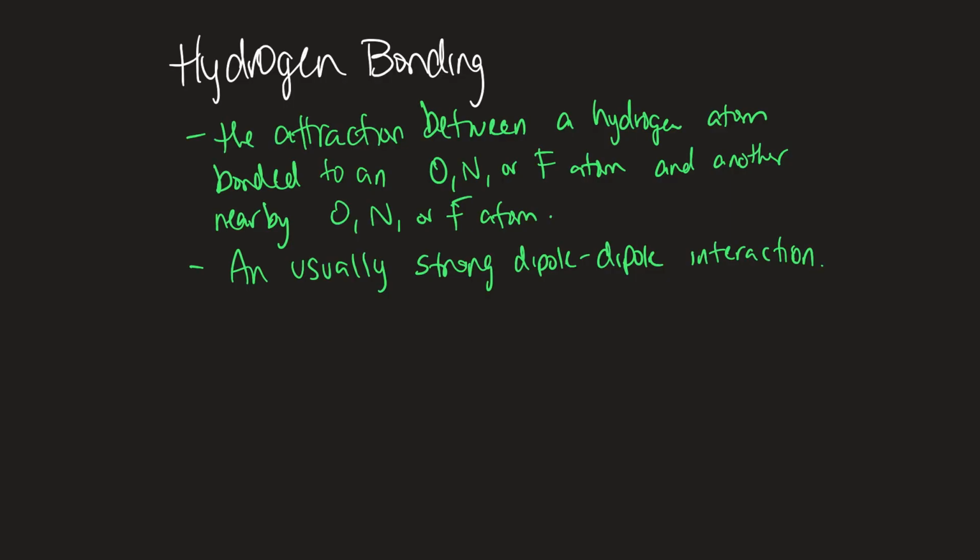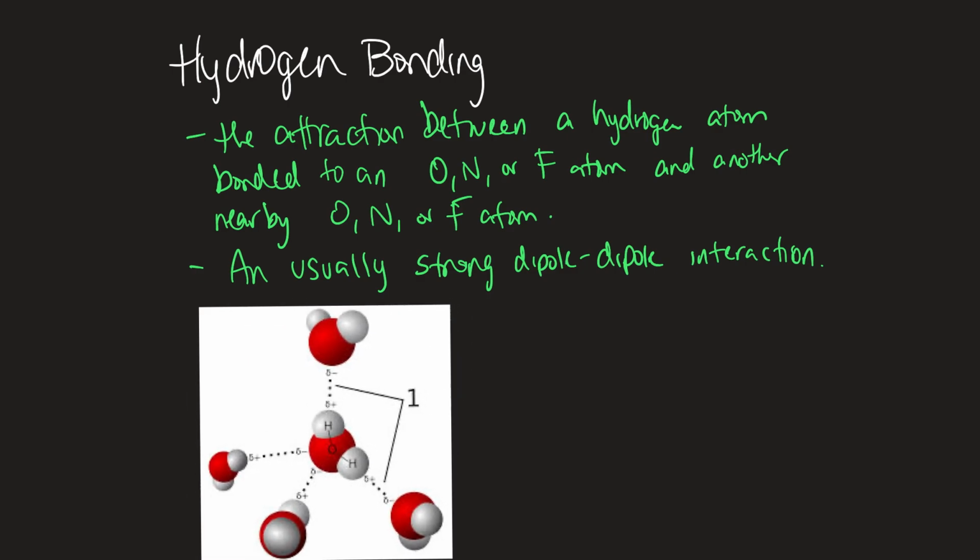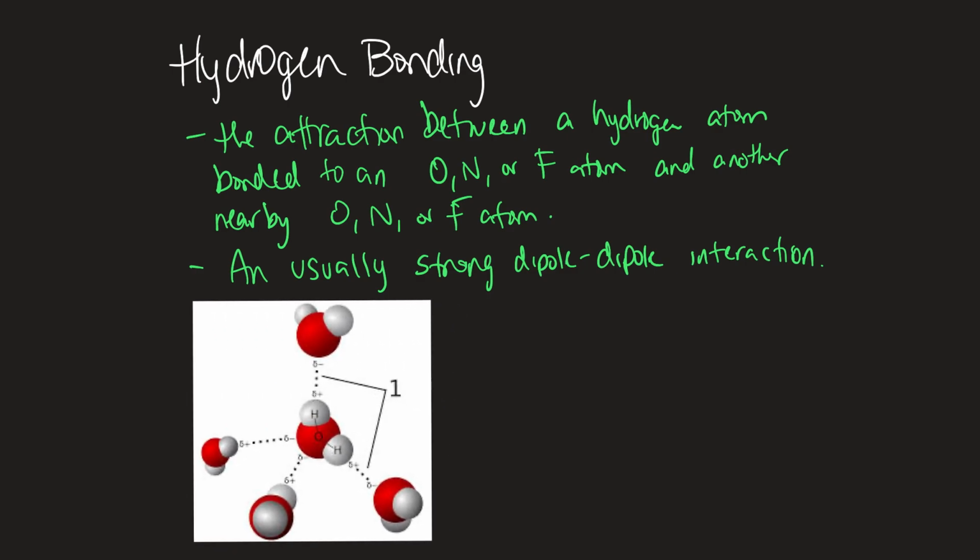So hydrogen bonding, the last of the intermolecular forces that we're going to talk about, is really an unusually strong dipole-dipole interaction. This is the reason why we categorize it as its own. Basically, it's an attraction between a hydrogen atom that is bonded to an oxygen, nitrogen, or fluorine, and is attracted to a nearby oxygen, nitrogen, or fluorine. Let me show you an example. A good example of this is water molecules and their attractions for one another.